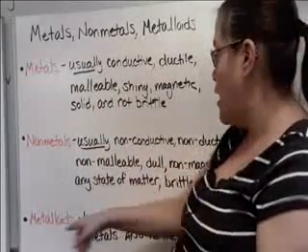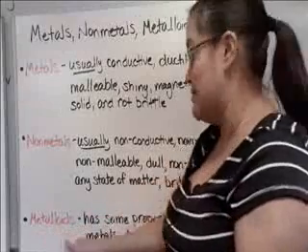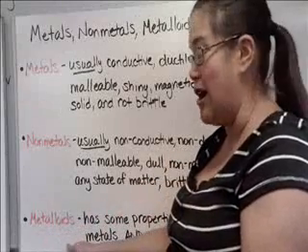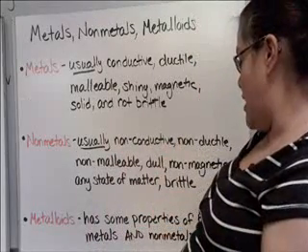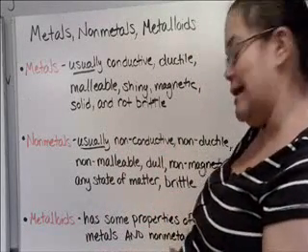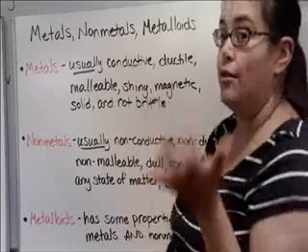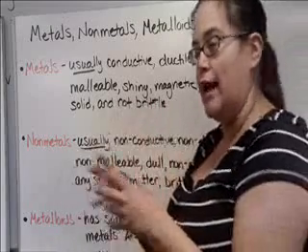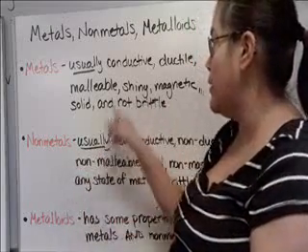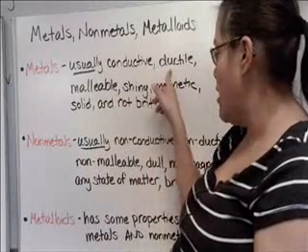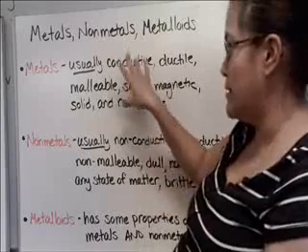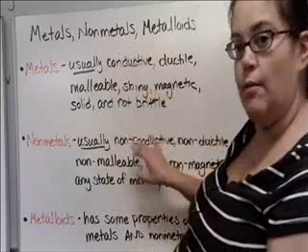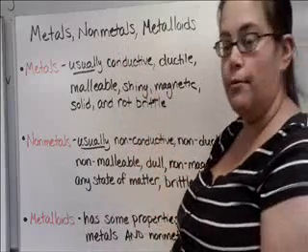And then the last group is metalloids, and they're kind of the oddballs of the element world. They have some properties of both metals and nonmetals. So they're a little bit metal, a little bit nonmetal. They have properties of both. So a metalloid could be conductive and ductile, but be dull and non-magnetic. So they have some of these properties and some of these properties. So they're a little bit of both.